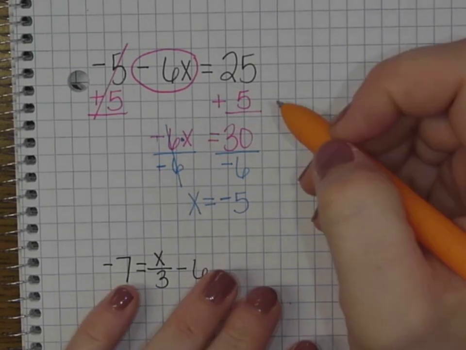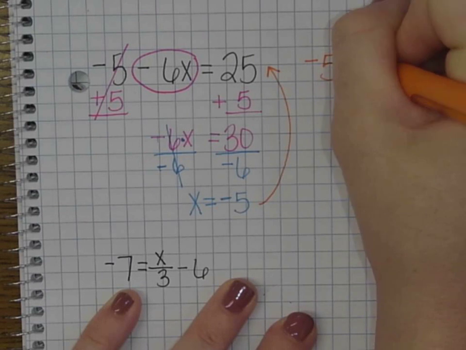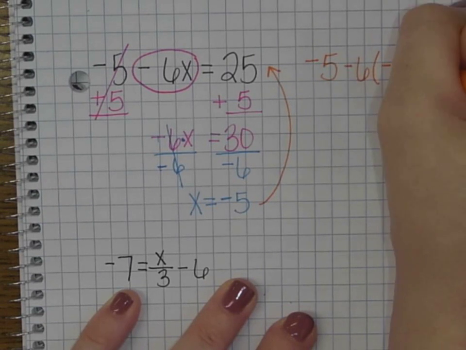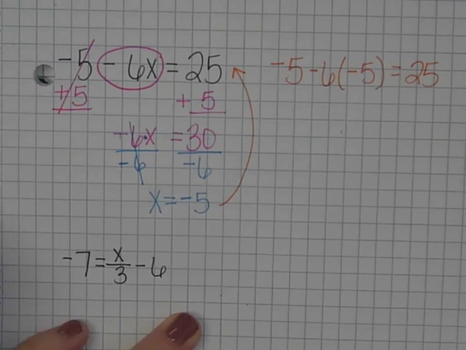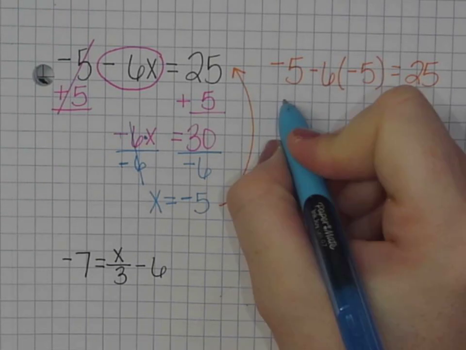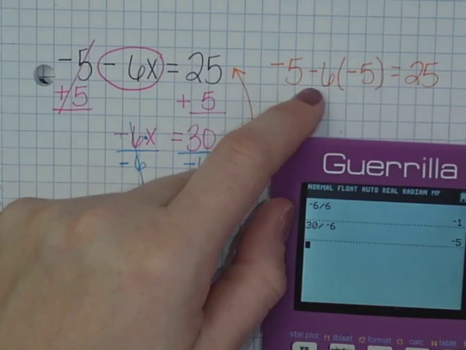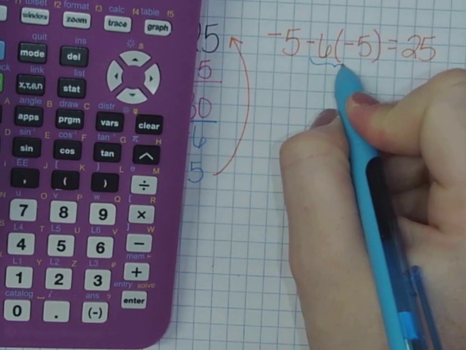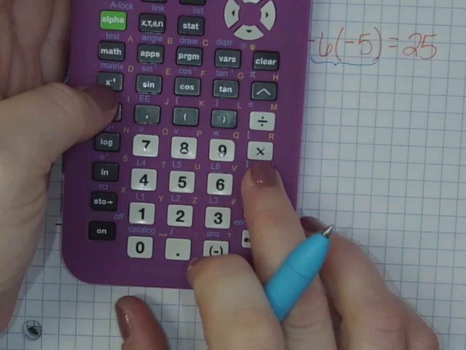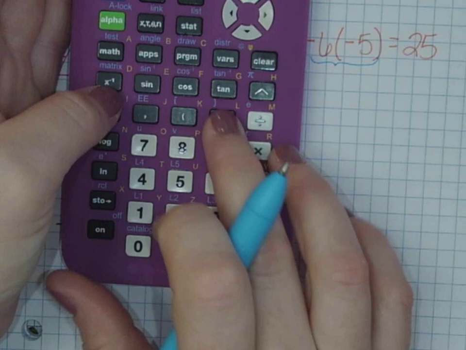Okay. I'm going to check my answer. So negative 5 minus 6, negative 5 equals 25. Okay, do the multiplying and dividing first. So I have negative 5 minus 6 times negative 5. So I have to do this part first. Negative 6 times negative 5.